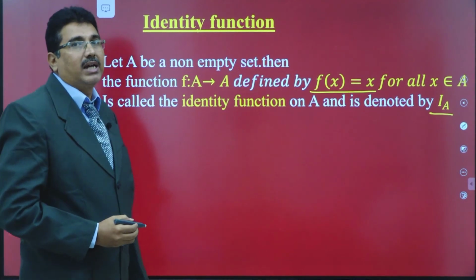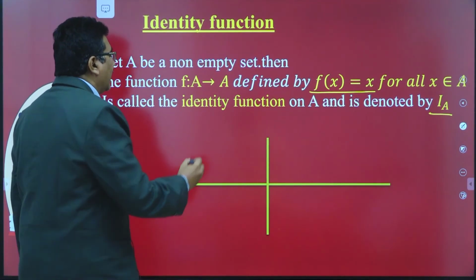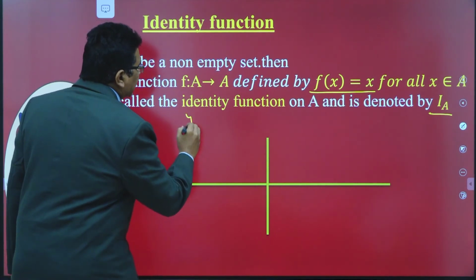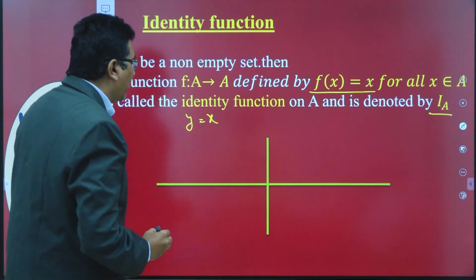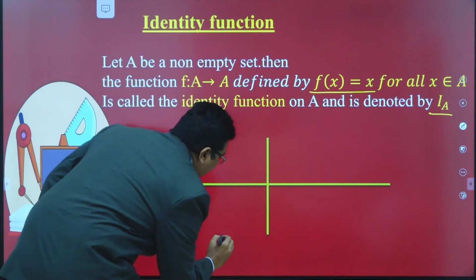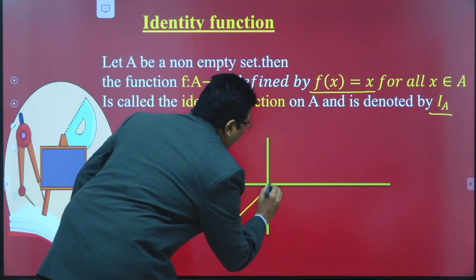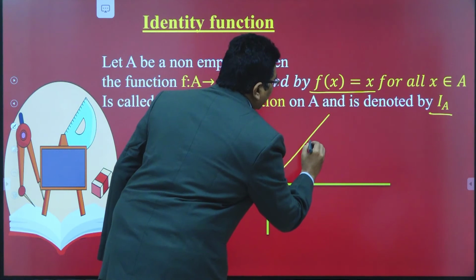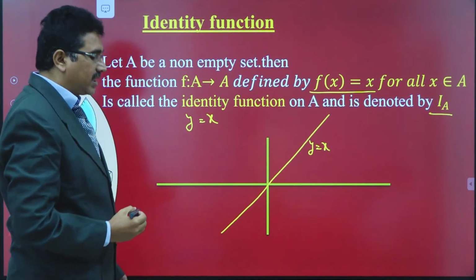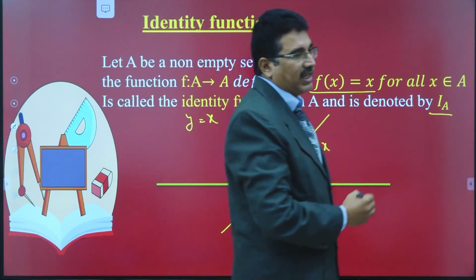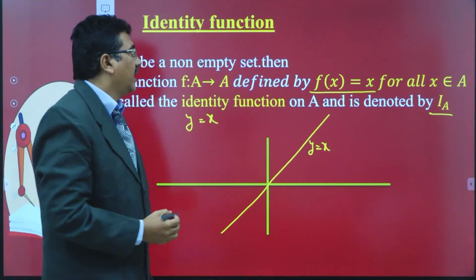Now, how to draw the graph of the identity function? The identity function means a straight line, y is equal to x. The graph of this function is a straight line, y is equal to x. Clearly, this function is a bijective function.